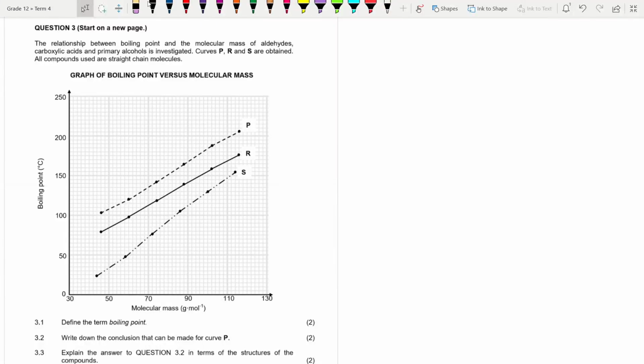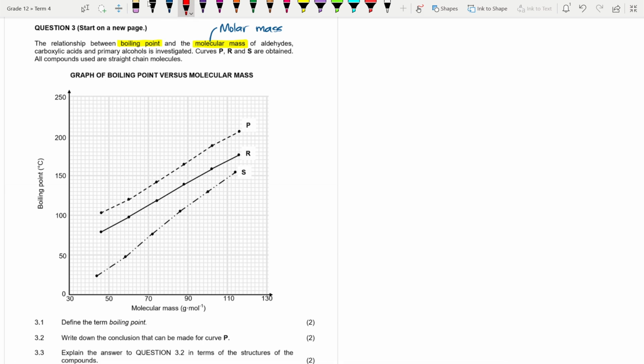The relationship between boiling point and molecular mass. So we are going to talk about boiling point in this one, and also the molecular mass. Molecular mass is nothing but molar mass, by the way. So this is molar mass. It's that number that you can grab from the periodic table. So that's what we are given of aldehydes.